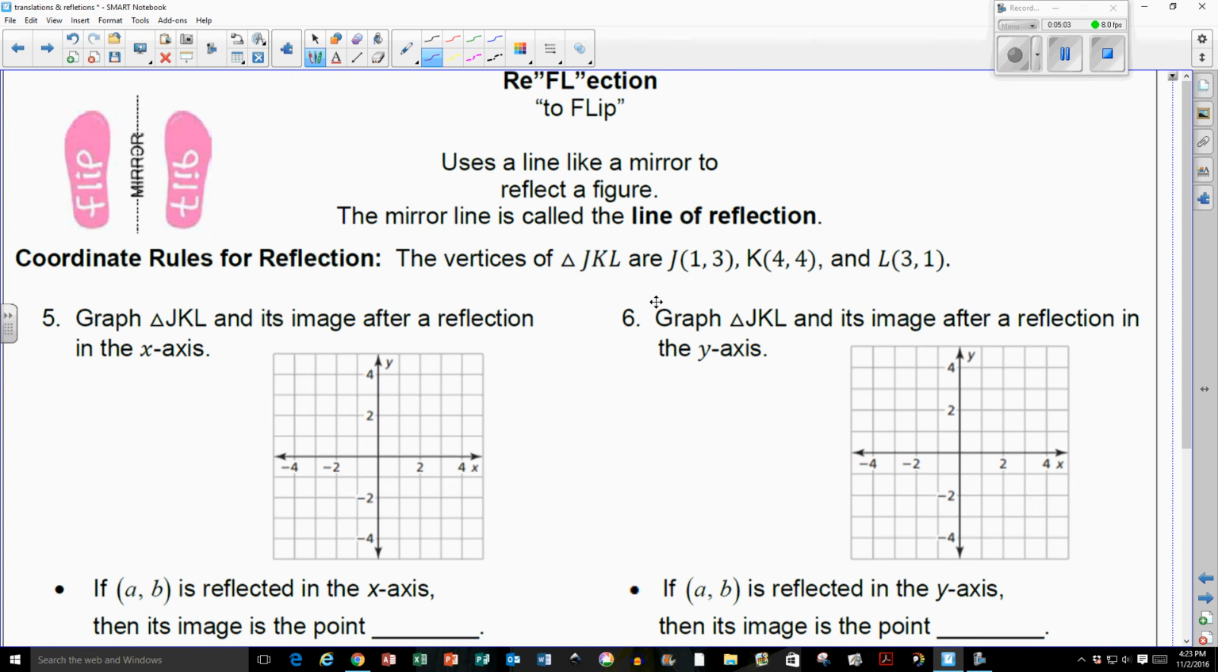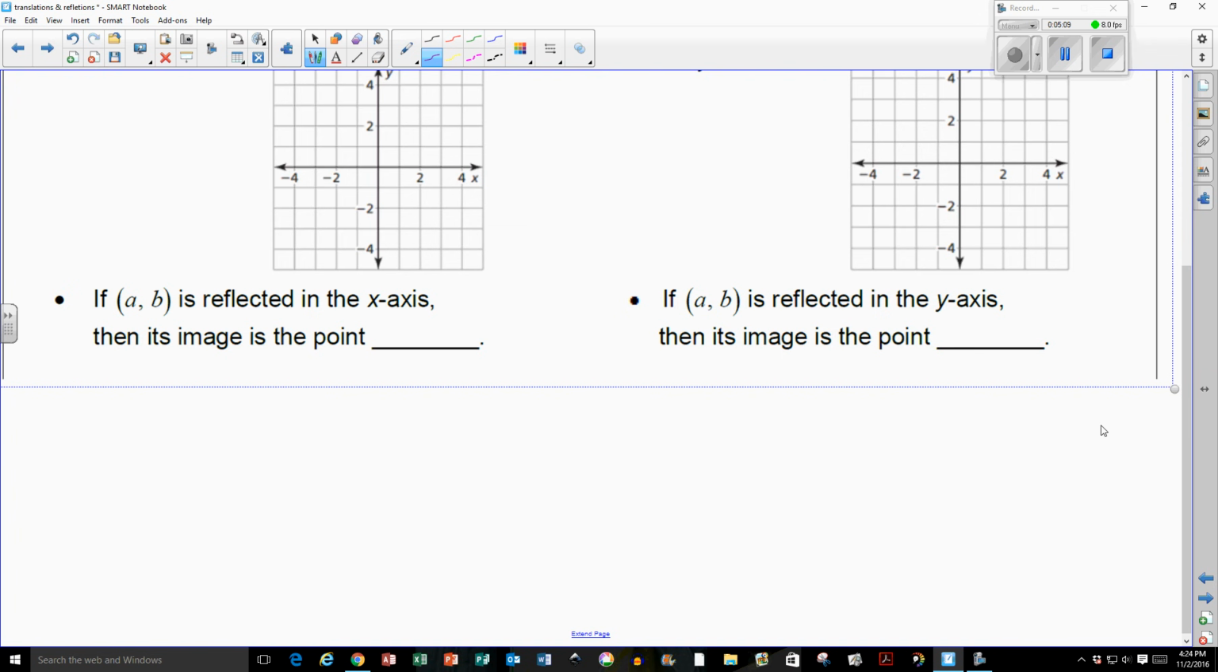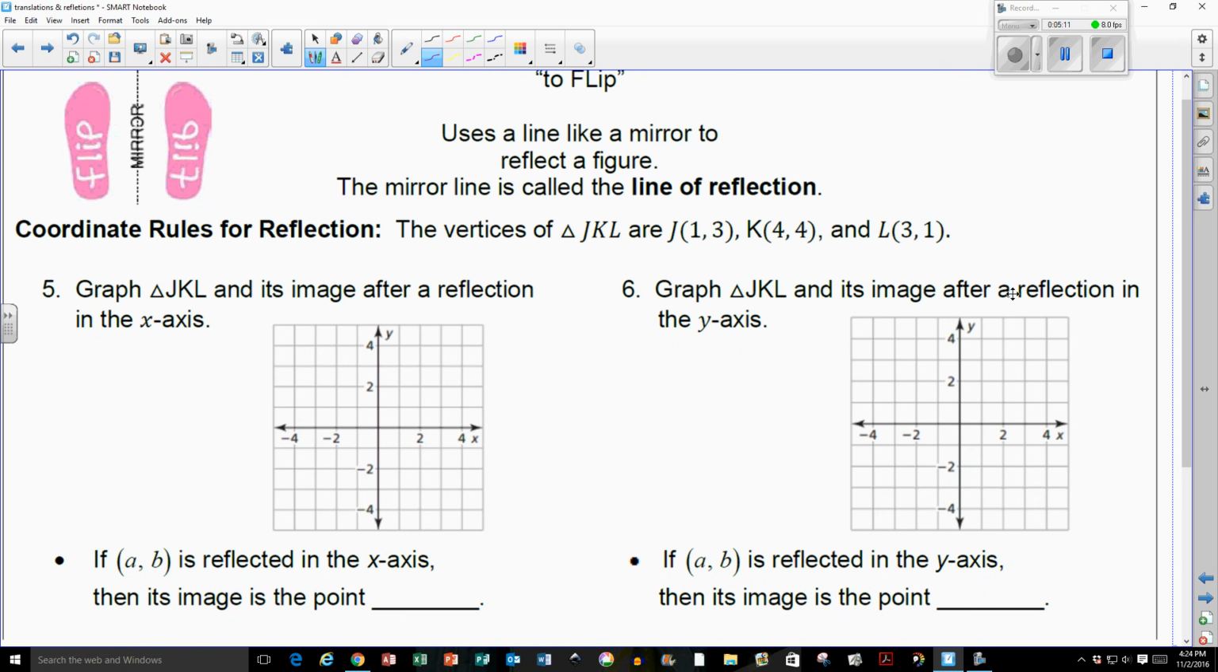All right, so to do a reflection is just a flip. It's a mirror image. The goal is to make sure you always stay the same distance away from the line you're reflecting over at all times. So if I want to make sure I'm staying the same distance away at all times, I'm going to plot these points. So I've got 1, 3. So there's J. 4, 4.